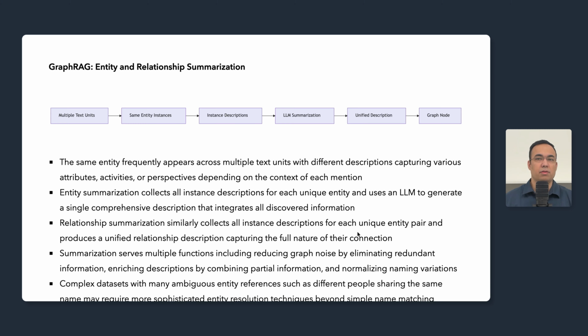However, there's an important caveat here. Complex datasets with many ambiguous entity references can pose challenges. Different people might share the same name, or the same entity might appear with significant naming variations. In these cases, simple name-based matching is not sufficient, and you might need more sophisticated entity resolution techniques. In my experience, the summarization phase works well for most datasets, but you should validate that important entities are being correctly consolidated rather than incorrectly merged or left fragmented. Now let's look at how the knowledge graph is actually constructed from these summarized elements.